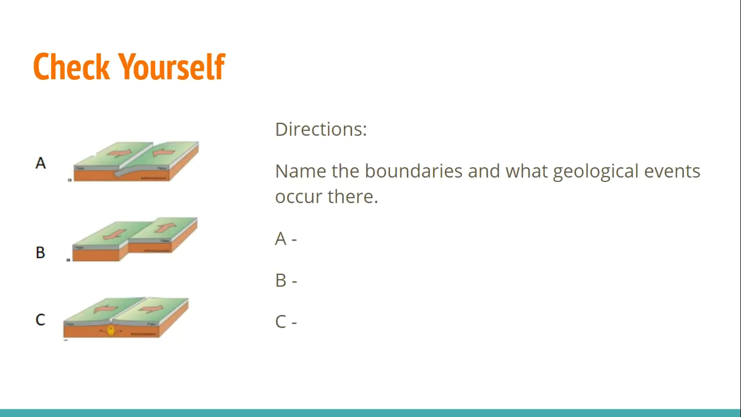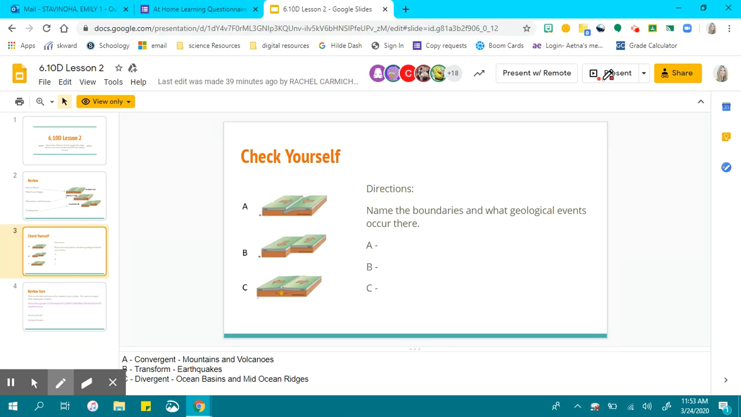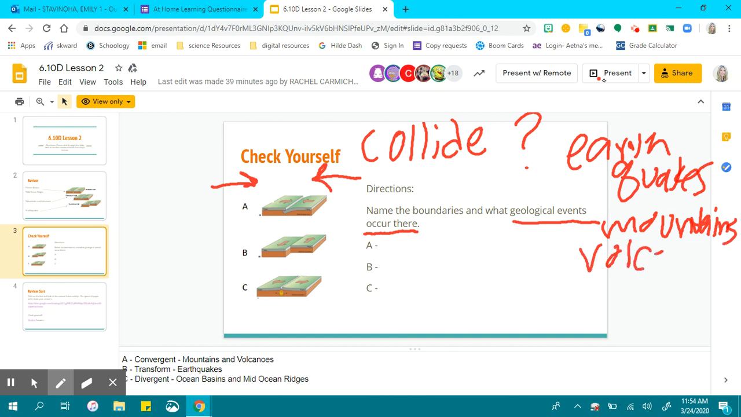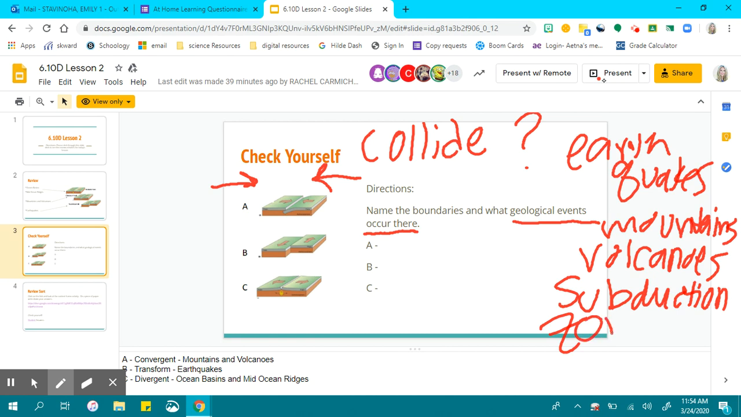Go ahead and check for yourself. Name the boundaries and what geological events occur there. So at A, this is when two plates are coming together, where they collide. What kind of plate boundary would this be? What kind of geological events occur here? When I'm talking about geological events, I'm talking about different landforms. We can have earthquakes, mountains, volcanoes, subduction zones, and so forth. Okay, so go ahead and pick out of these what occurs at A.